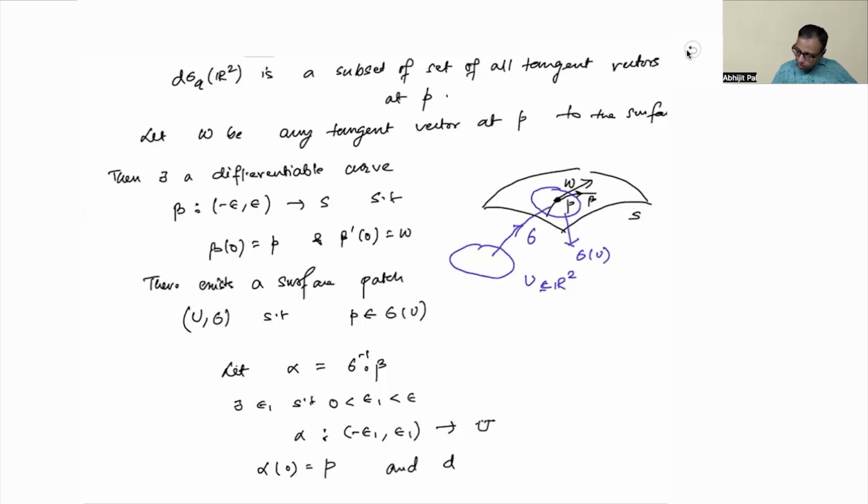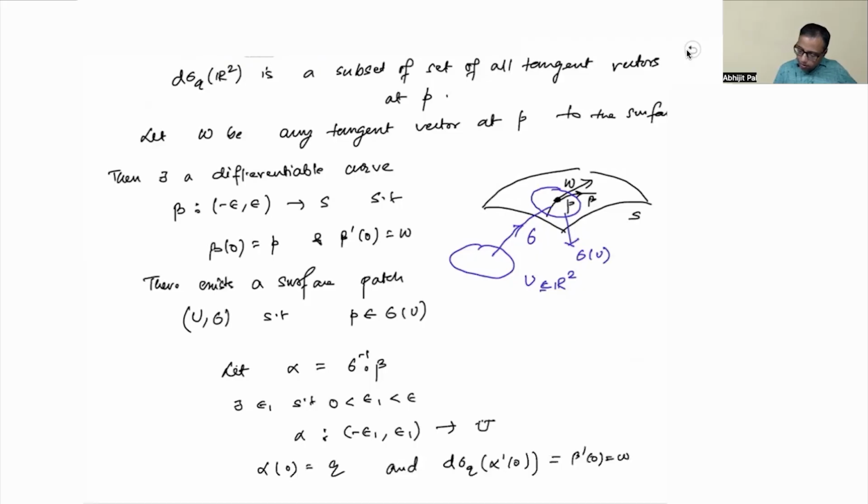And so d sigma, sorry, alpha of 0 will be equal to q, and d sigma q of alpha prime 0, or alpha dot 0, will be equal to beta prime 0, which is equal to w. Okay, so this is easy to show.